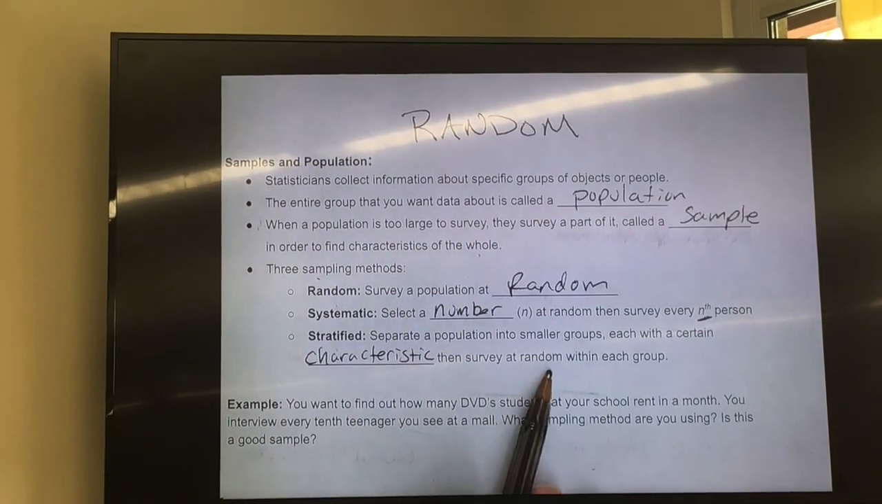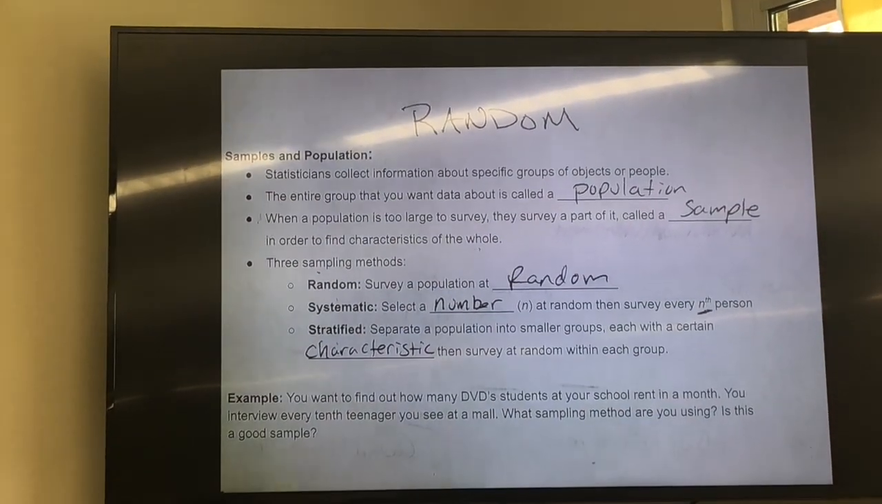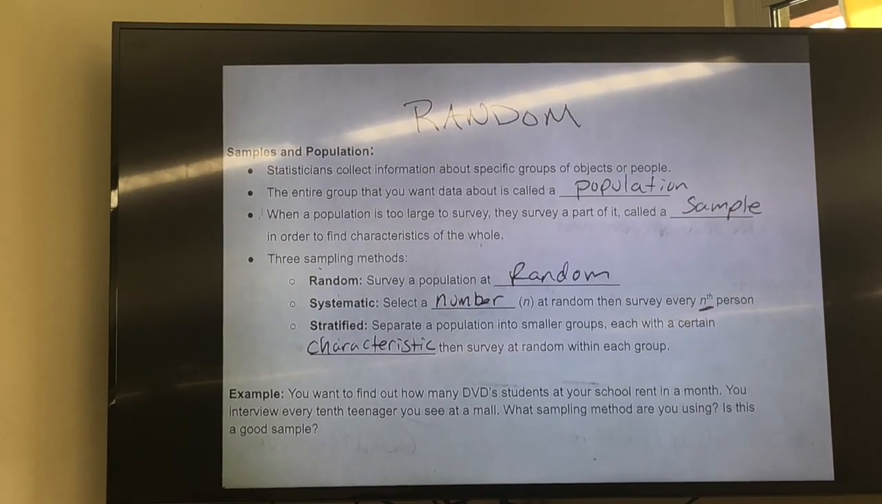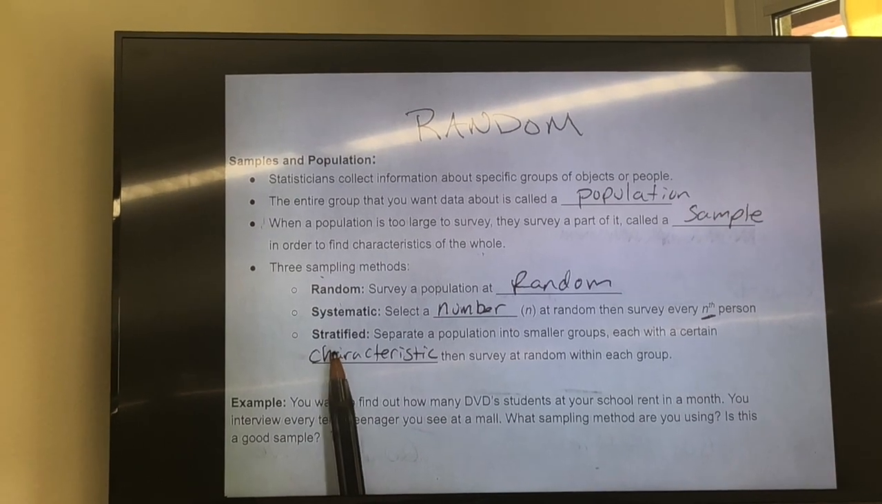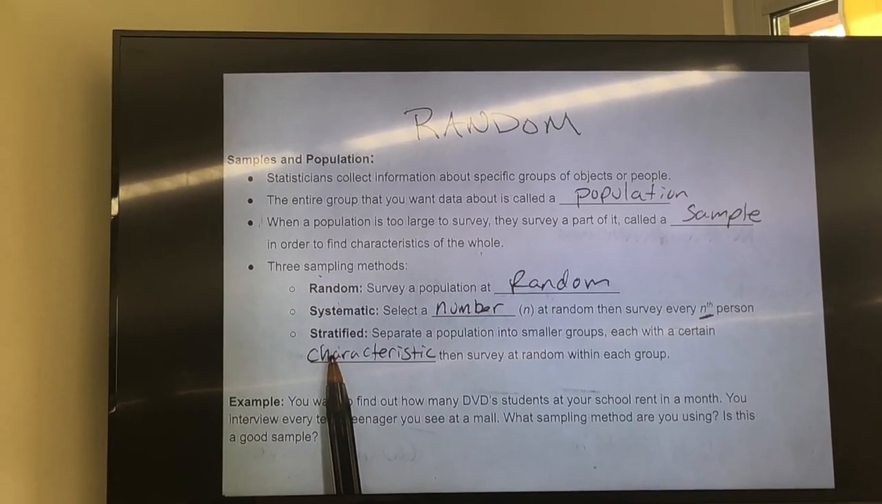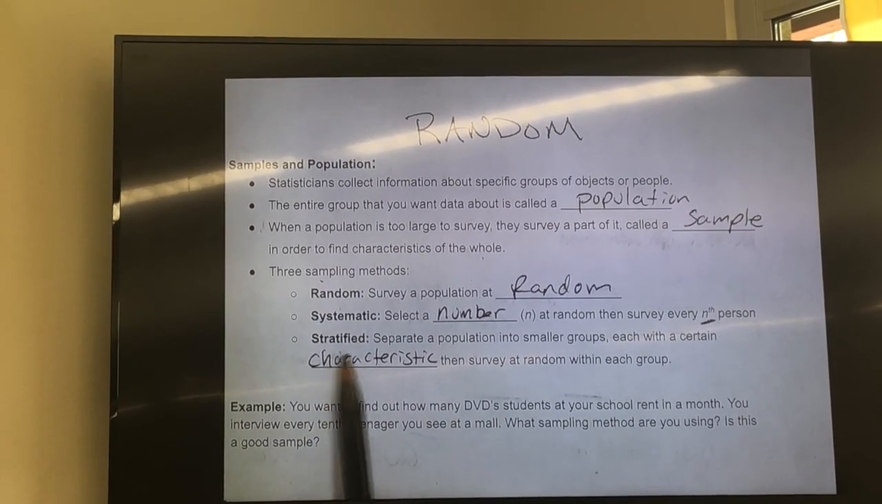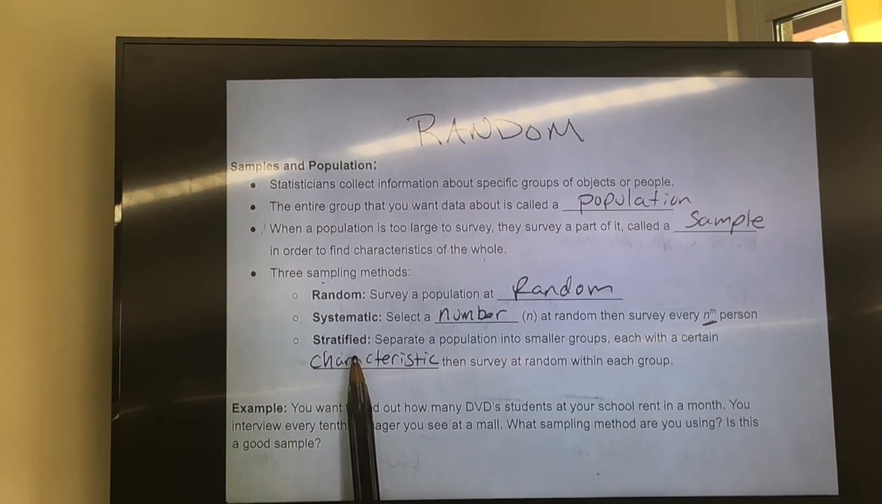Then we survey at random within each group. So for example, if we're talking about our high school as our population, stratified would maybe be breaking you guys down into grade levels. Freshman, sophomore, junior, senior, right? We're breaking it into a much smaller group.